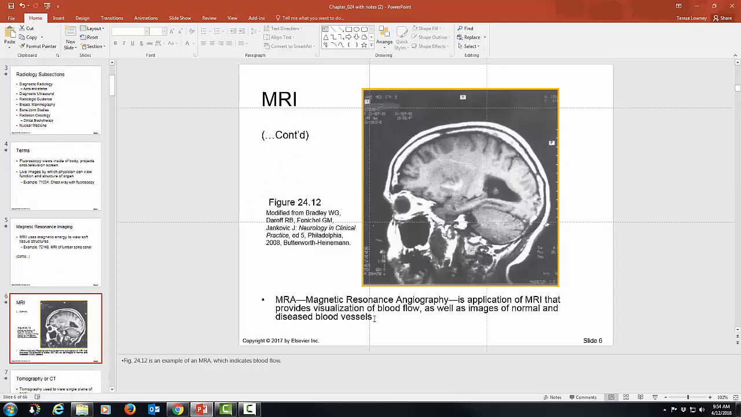This view is an MRA, magnetic resonance angiography. So, this is one application of an MRI that provides visualization of blood flow as well as images of normal and diseased blood vessels. So while the top of this slide says MRI, the actual picture is showing you an MRA. This is your blood flow.